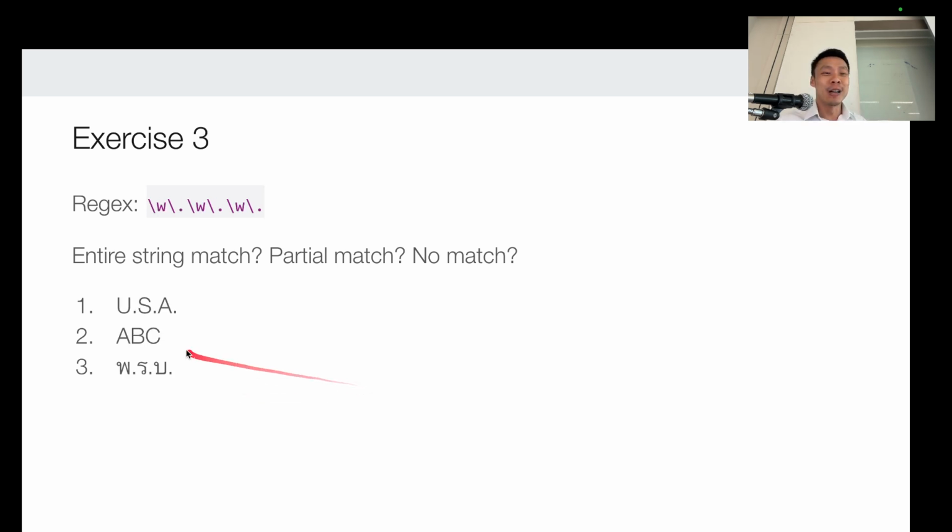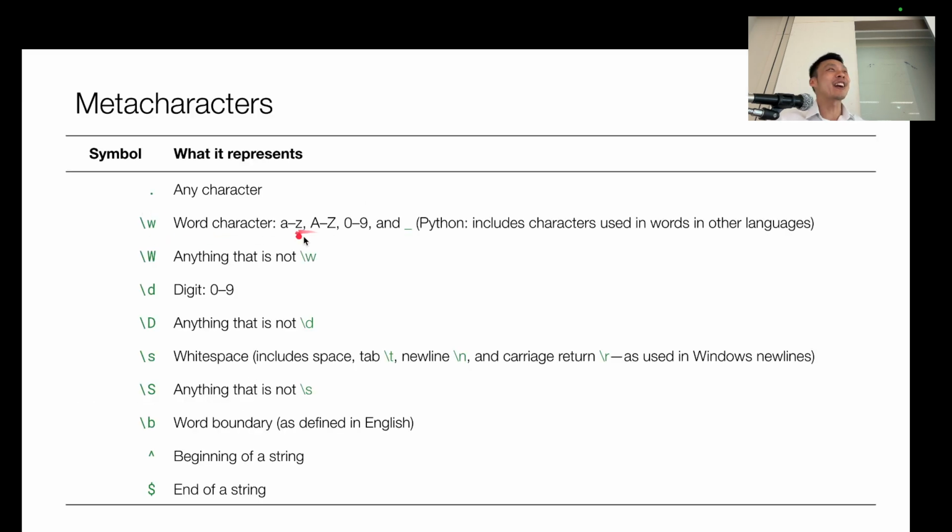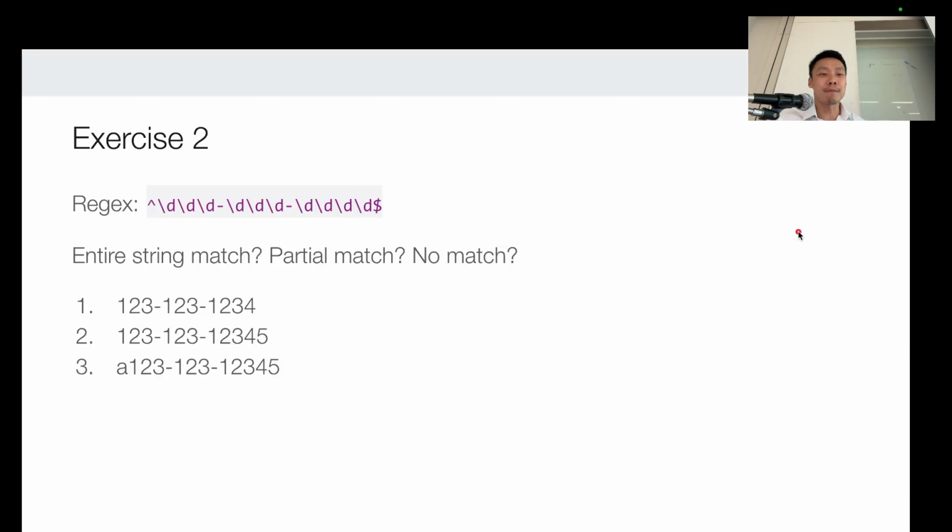Exercise 3, let's go. What is this thing again? What is it called? Escape. Okay, so escape dot means it's actually a literal dot, okay? So the first one, is it a match or not? Do you remember what the backslash W means? Okay, it means word character, right? So small, big, 0 to 9, underscore, and characters that are used in words in other languages, all right?